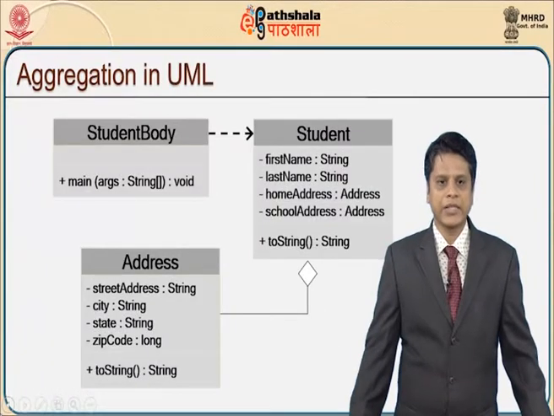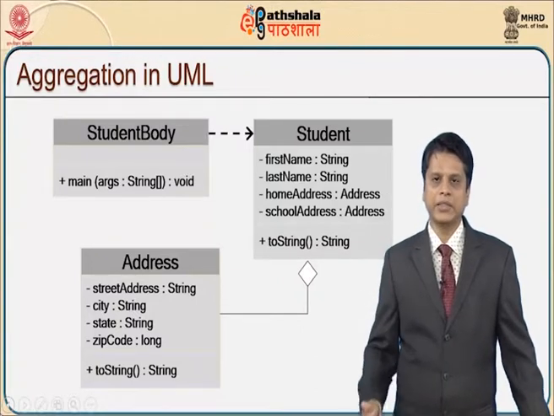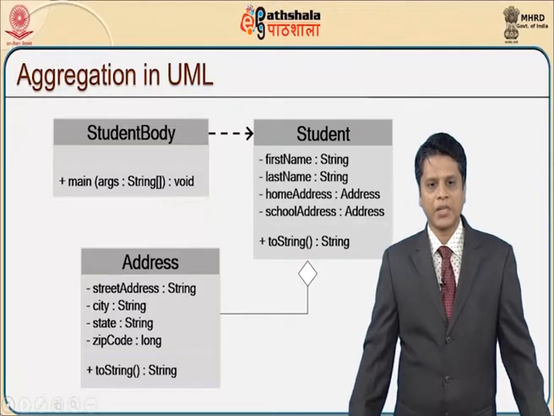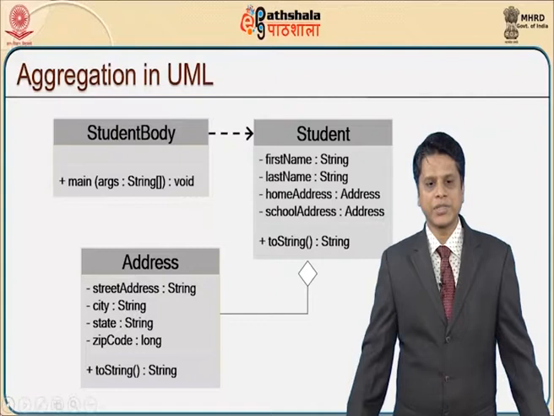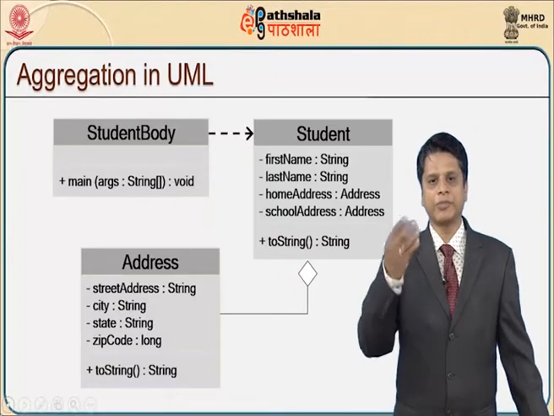If you look at this very simple UML diagram that I have represented, I have created a student which has first name, last name, home address, and school address. The address in turn has a lot of other attributes. So we might have an address entity separately, which includes street address, city, state, and zip code, and this has a relationship with the student.